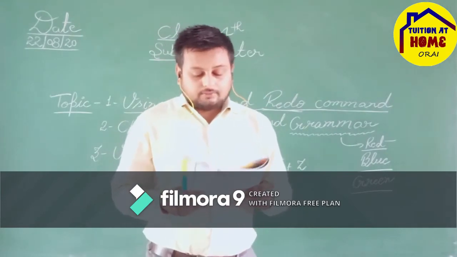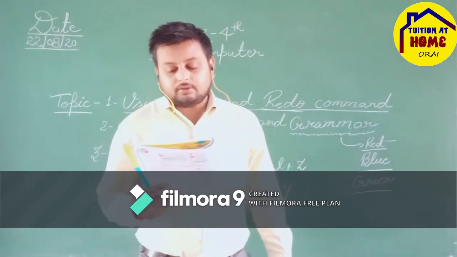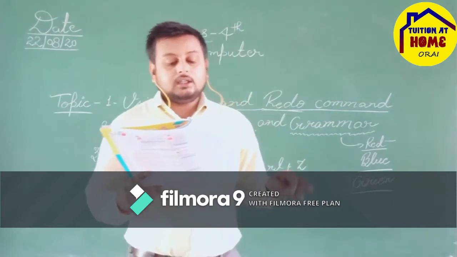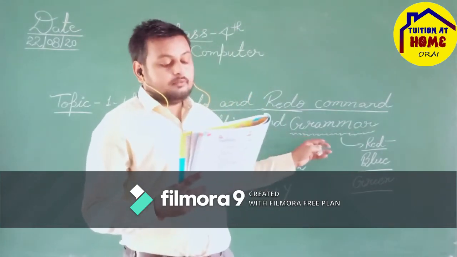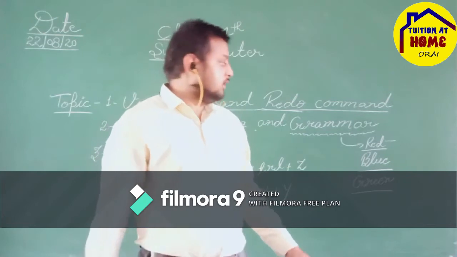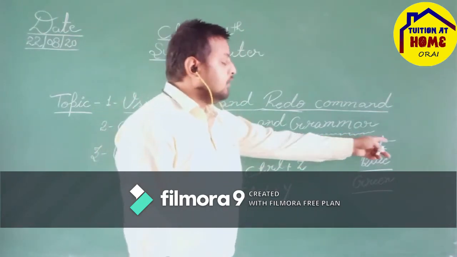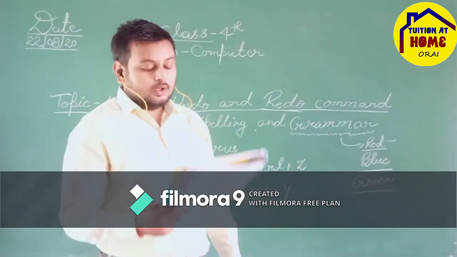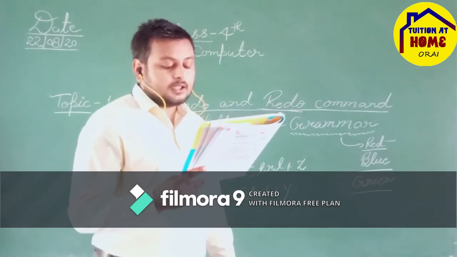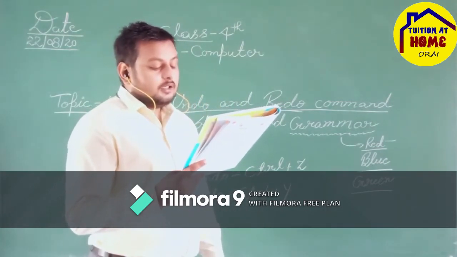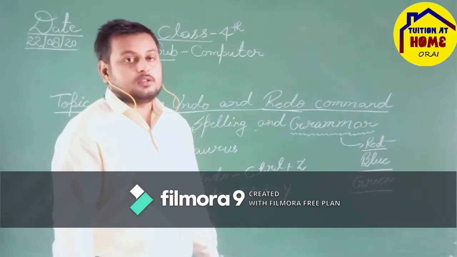Incorrectly spelled words are displayed with a single red wavy line under them. So there is a red wavy line when the spelling is wrong. Grammatical errors are indicated with a green wavy line.